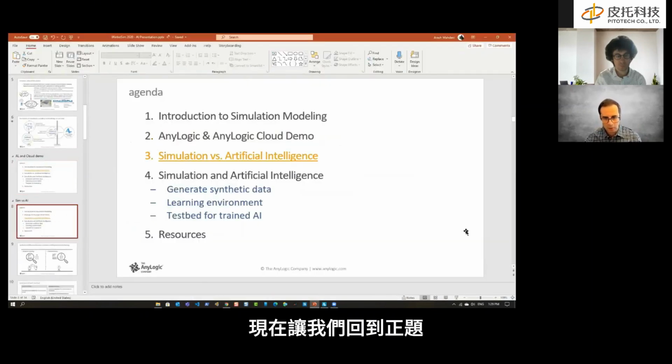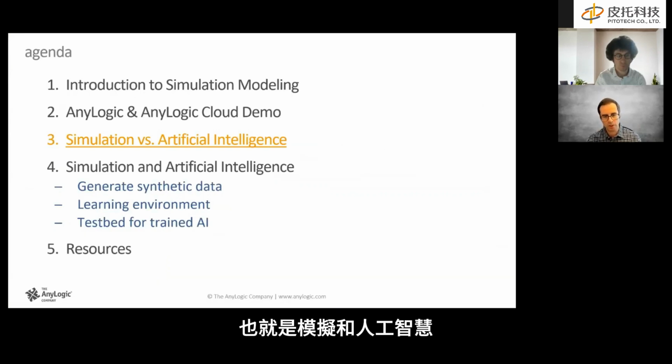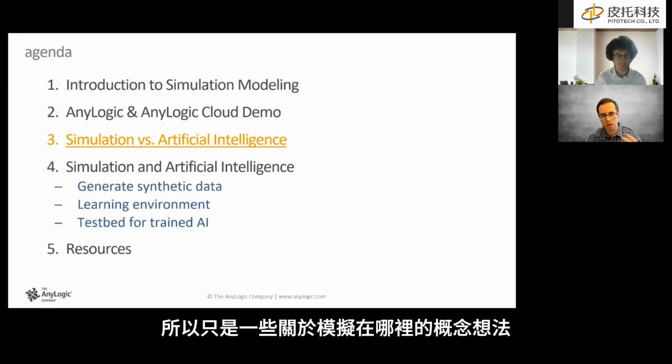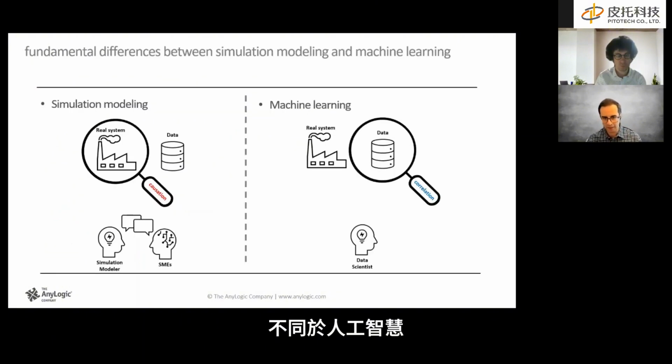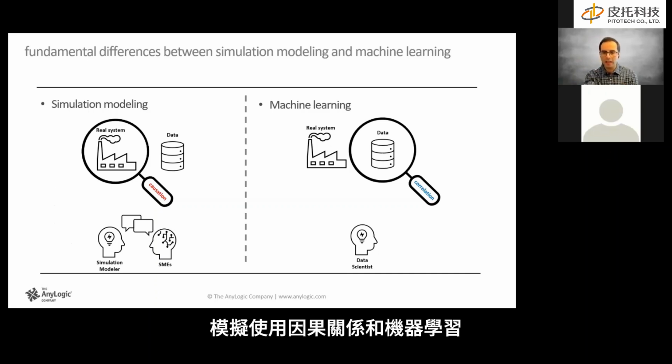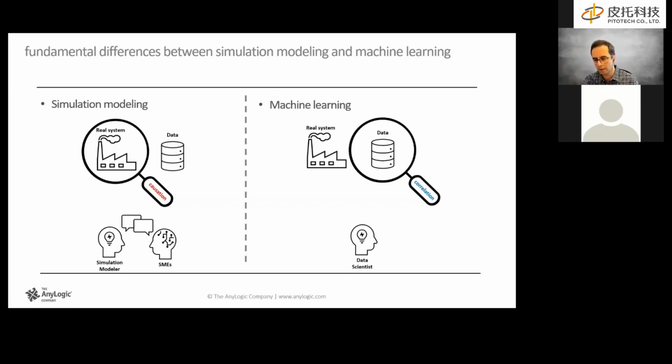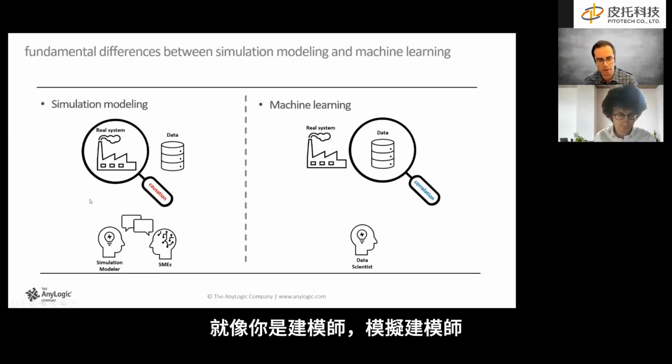Okay, so now let's get back to the main topic of this presentation, which is simulation and artificial intelligence. So just some conceptual ideas about where simulation is different from artificial intelligence. The main thing, if you wanted to say everything in a very concise way, is that simulation uses causation versus machine learning or AI, which is mostly built on uncovering correlations or relationships between different features in the data that you record historically. So from the point of view of a modeler, a simulation modeler looks into the real system and tries to uncover the causal relationships that he or she can find there.